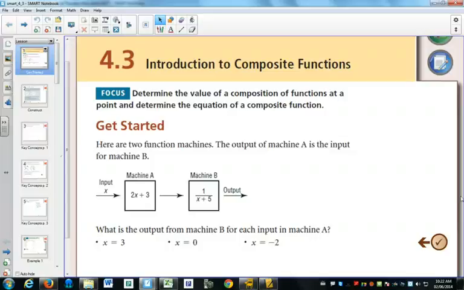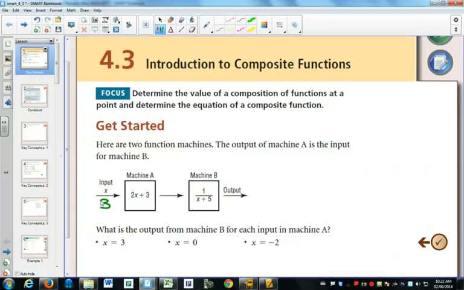Okay, so this is on page 291. You've got machine A and machine B. You're going to throw a number into machine A. You're going to start by throwing in a 3. Figure out what comes out. And then whatever comes out gets thrown into machine B. And then whatever comes out is your final answer.